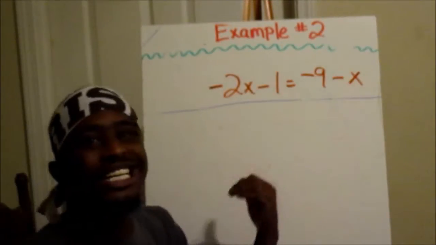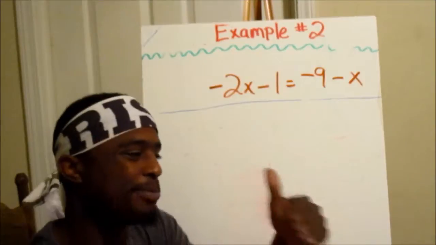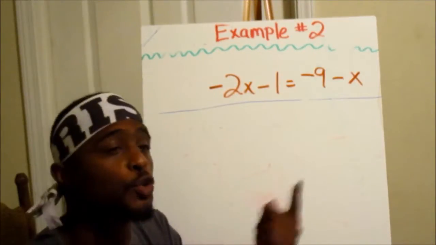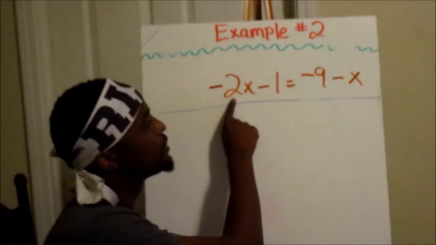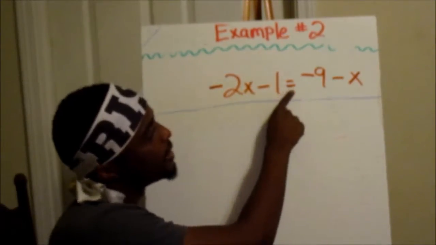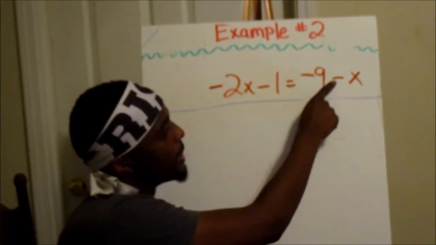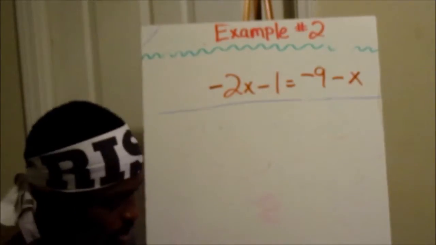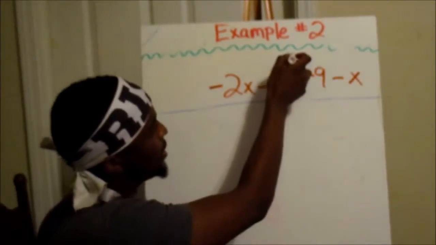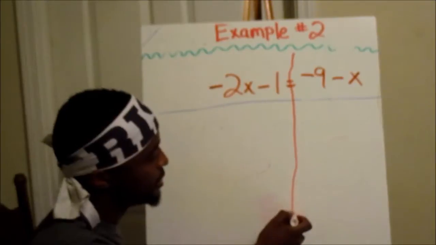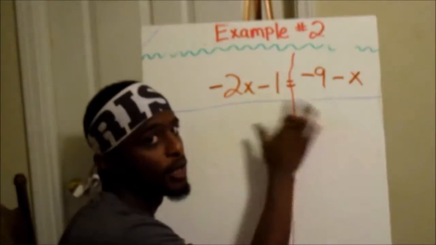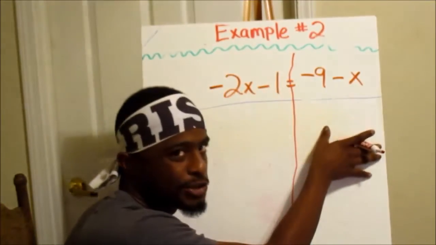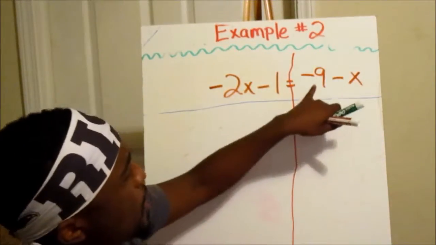Alright, example 2. Again, make sure you get this down. That way you'll have 2 examples to go by when you're doing today's work. So when we look here, we read our problem. I have negative 2x minus 1 equals negative 9 minus x. So first, I'm going to draw my line down my equal sign. Alright? That way I see both sides of the equation, this side and this side. And remember, whatever I do to one side of the equation, I have to do to the other side of the equation. So here we go.